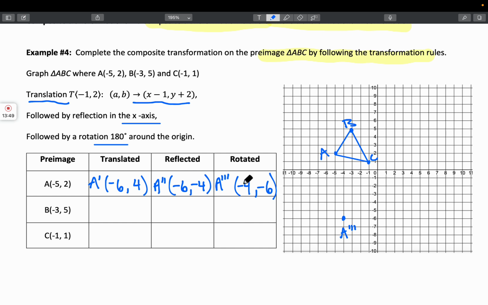All right, pause the video, go ahead and fill out the rest of this table and graph B triple prime, C triple prime to see what your resulting triangle looks like. Remember, it should look exactly the same as triangle ABC in terms of its shape. However, its location will be different.